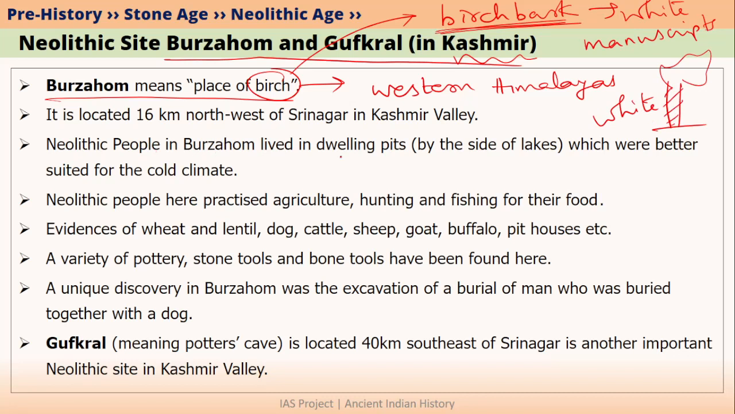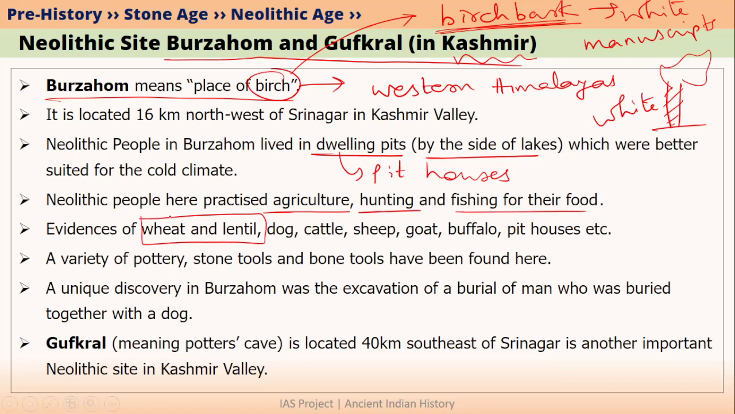So Neolithic people in Burzahom mainly lived in dwelling pits or pit houses near the lakes. Here people practiced agriculture, animal domestication, hunting of animals as well as fishing. The most important crops that were grown in the Neolithic age in this region were wheat and lentil. Apart from this, they also domesticated dog, cattle, sheep, goat and buffalo. And their houses were pit houses.